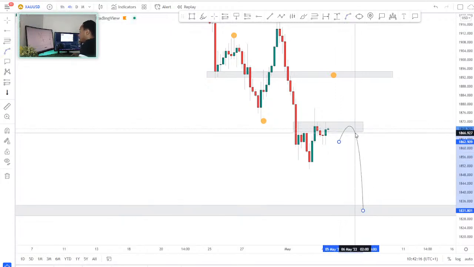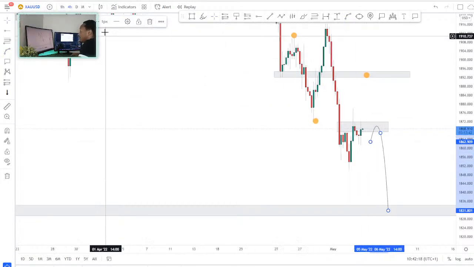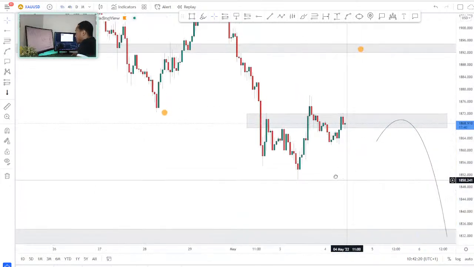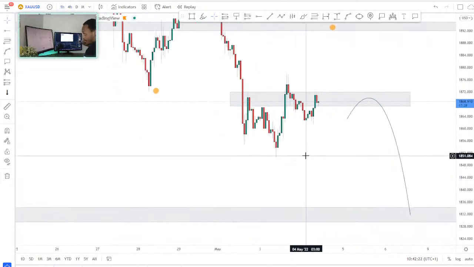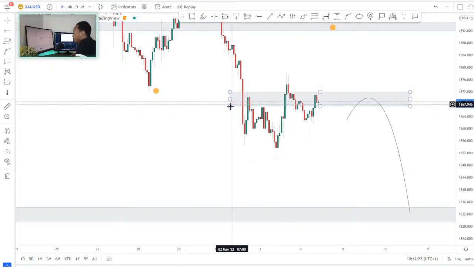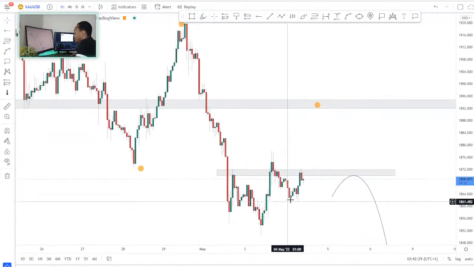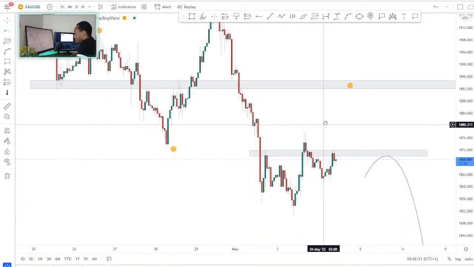But for my type of trading, I do want to see price pull back a little bit more before I do get involved. But I am favoring gold to come back into 1832. And if we can hold this level, we could fall from here. If not, I'm looking at price coming a little bit higher.